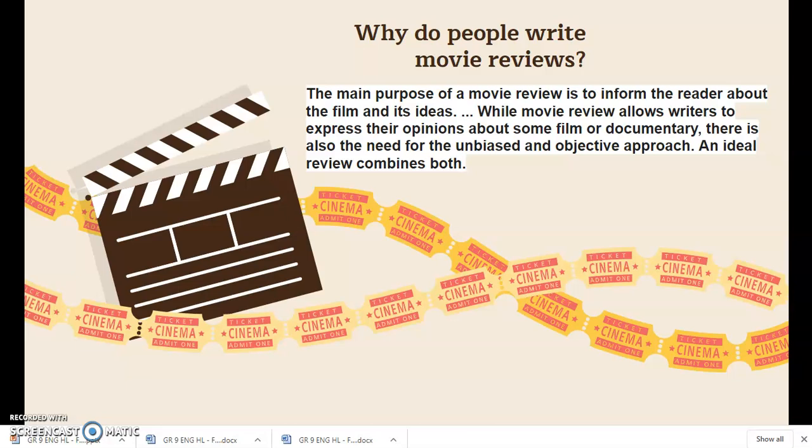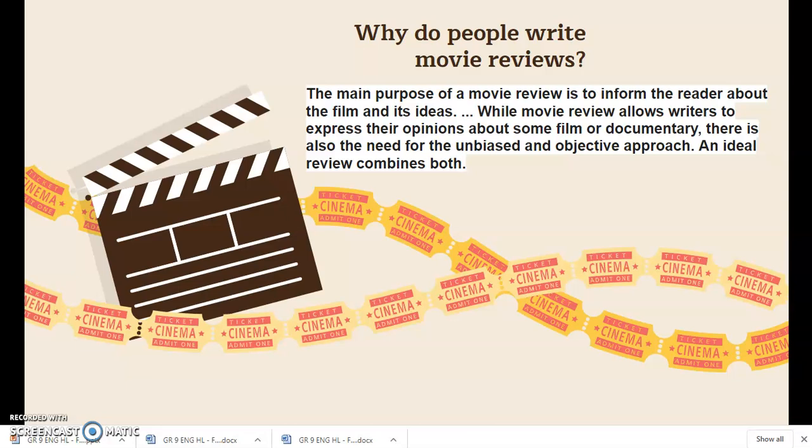The second thing you need to know is why do people write these movie reviews and why do we care? Why do we read them? The main purpose of a movie review is to inform the reader about the film and its ideas. While a movie review allows writers to express their opinions about some film or documentary, there is also the need for an unbiased and objective approach. An ideal review combines both.